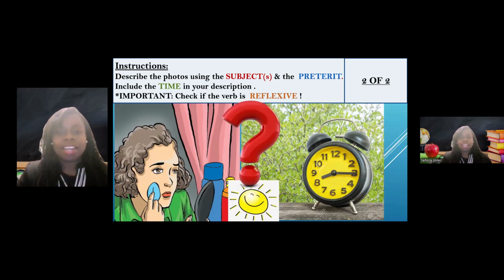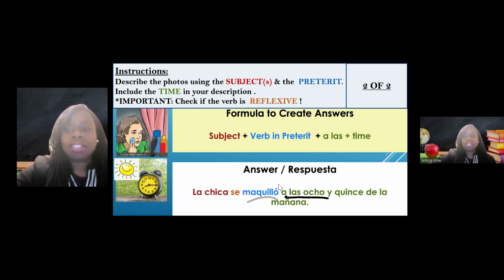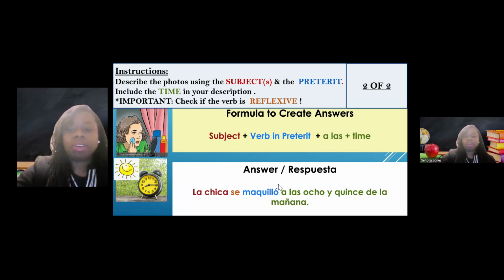And our last activity or our last exercise for you at home, take a minute to figure this out. And the answer becomes, la chica se maquilló a las 8:15 de la mañana. The girl, she puts her makeup on, or put her makeup on, at 8:15 in the morning. Subject, reflexive in front of the conjugated preterite, or in our time.